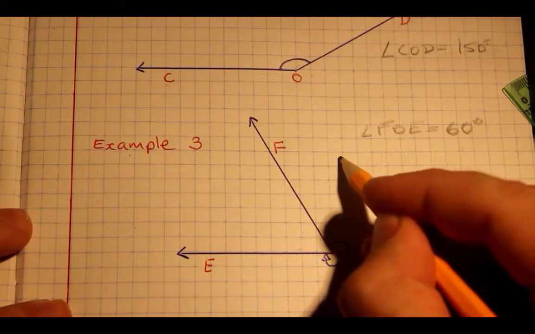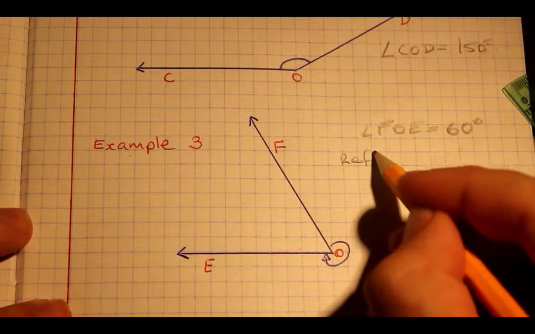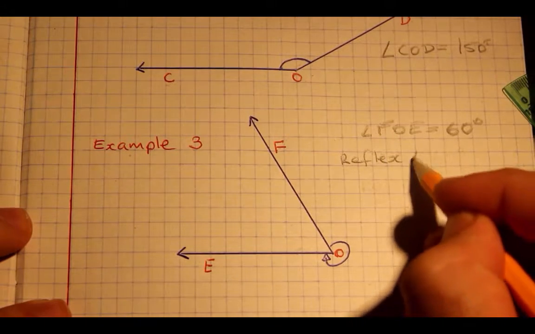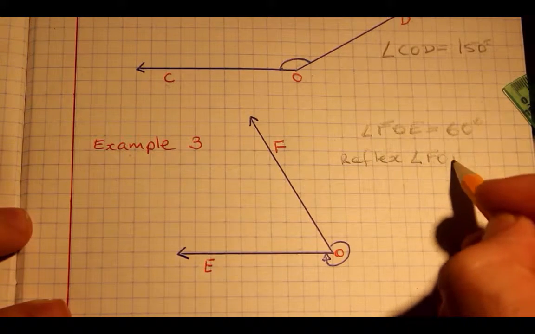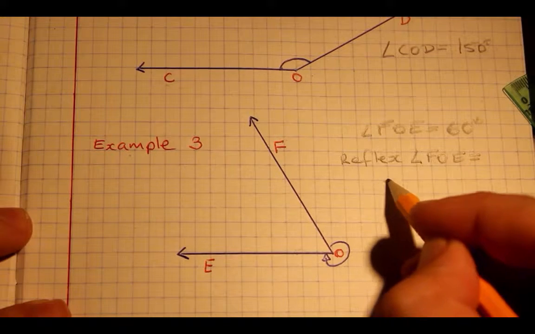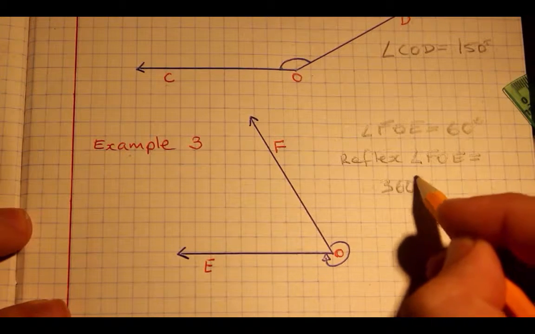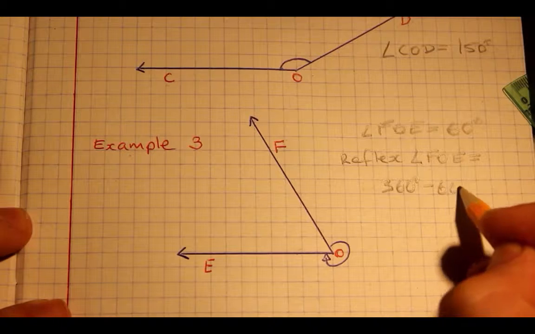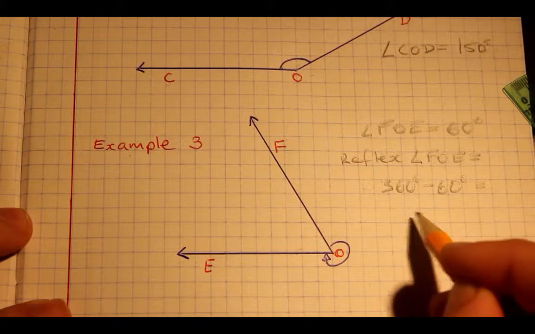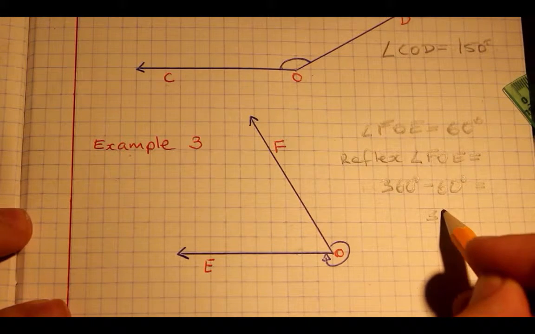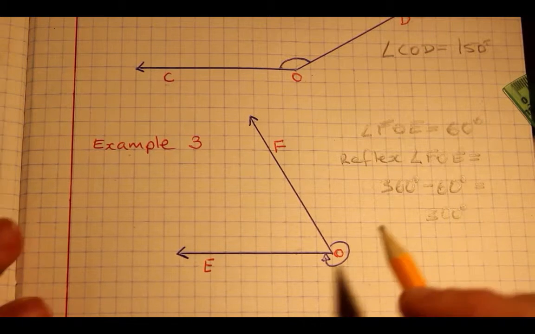So I want to know what the reflex angle is, what the reflex angle FOE is. And this is going to be equal to 360 minus my acute angle. And this gives me an answer of 300 degrees.